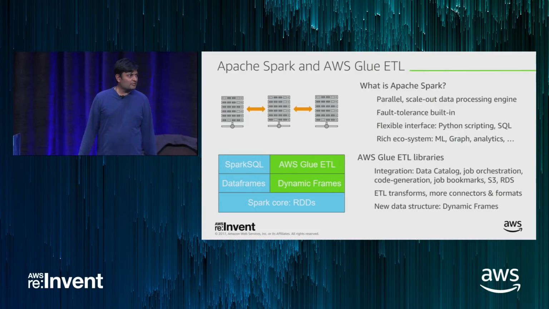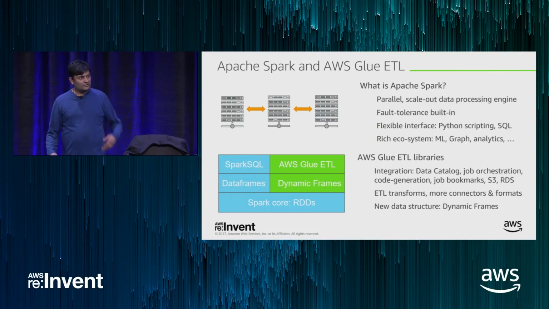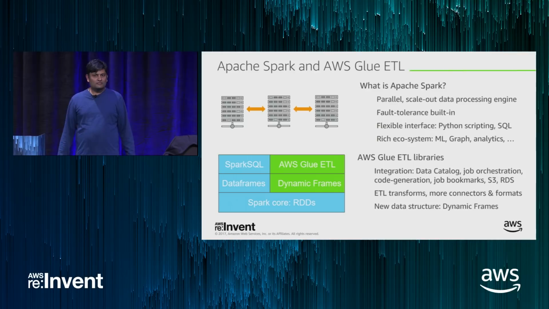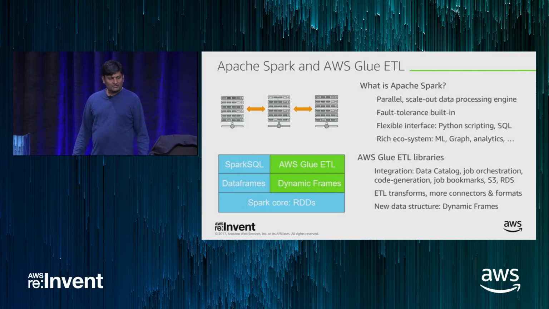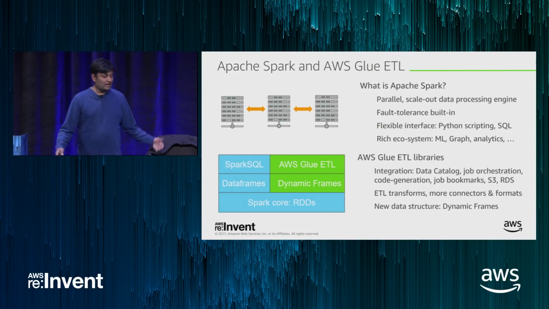It's got fault tolerance built in, so if things fail, it restarts your jobs for you internally. And then we also have another layer of restarting and so on. More importantly, it's got a flexible interface. You can not only write scripts, but you also can do SQL with Spark. And you can intermingle these things freely. So it's actually quite flexible. There's a rich ecosystem of use cases around machine learning. People are doing graph analytics with Spark. People are doing SQL analytics. They're doing ETL with Spark. They do a lot.